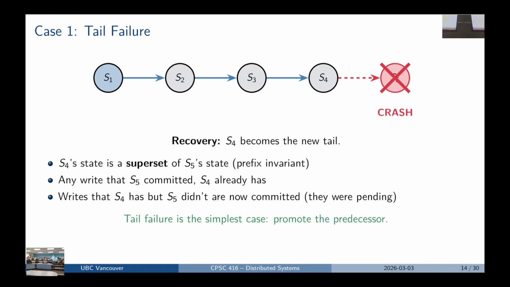So, the tail fails. Well, for this one, the recovery is, you just change the configuration. You say, oh, well, the tail failed, I'm going to now make S4 the tail. That's the single node failure case. As long as we can keep one of these things running, we can recover from them. And ultimately, what's going to end up happening, like in the case of a partition, this partition is a really interesting case, it's going to be the nodes that are still visible to the configuration service.